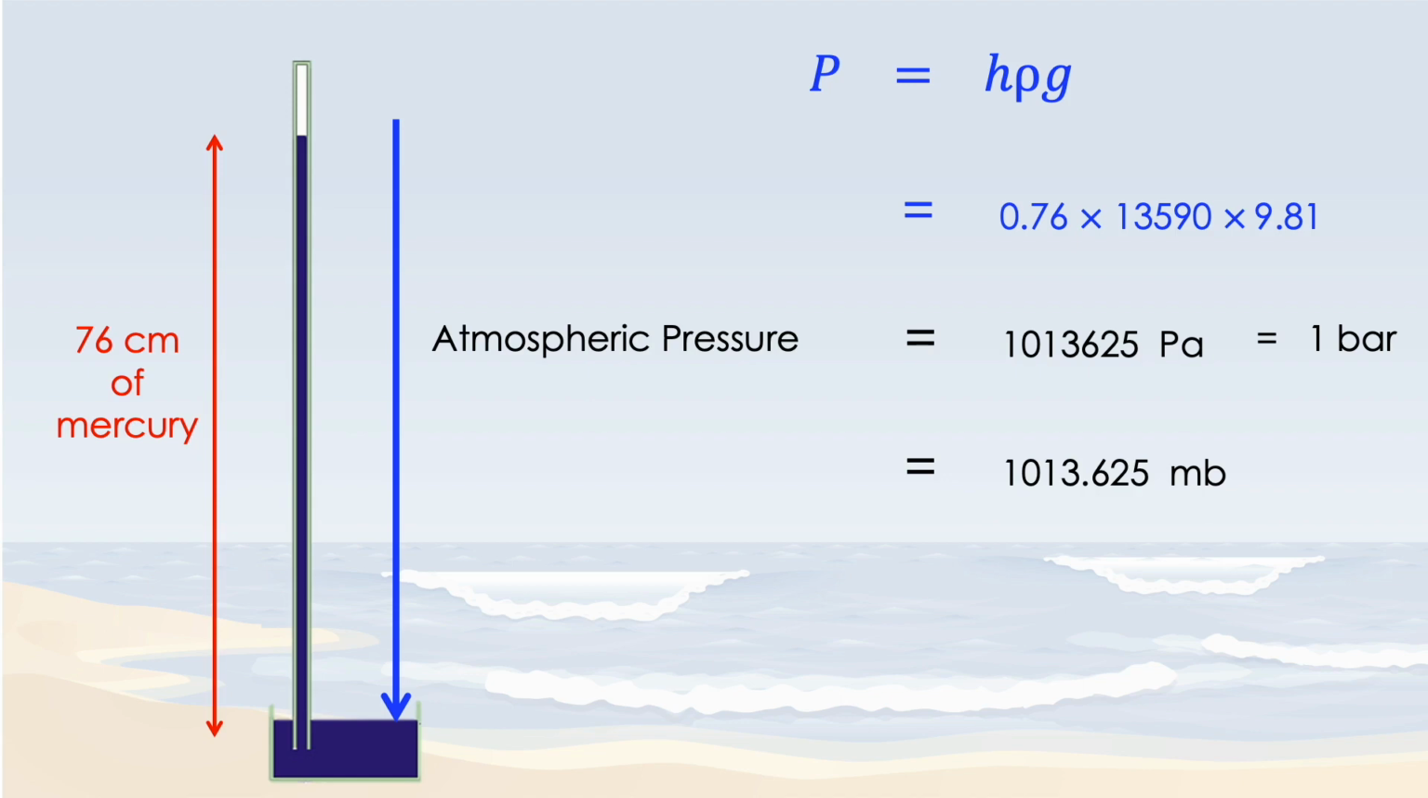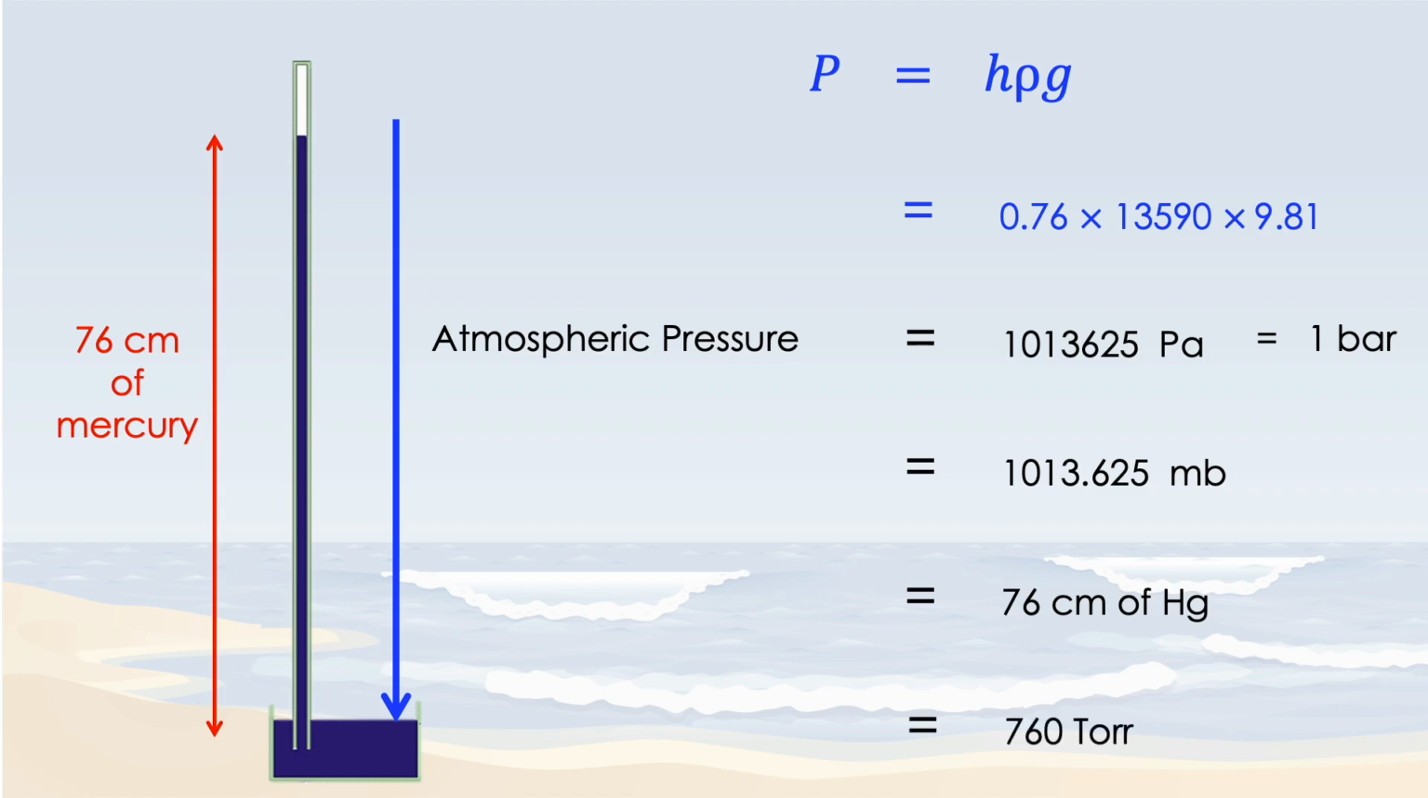Atmospheric pressure can also be expressed as centimeters of mercury. At mean sea level, the pressure exerted by the atmosphere is equal to 76 centimeters of mercury. Each millimeter of mercury is also called a torr. Hence, the atmospheric pressure at mean sea level is equal to 760 torr.